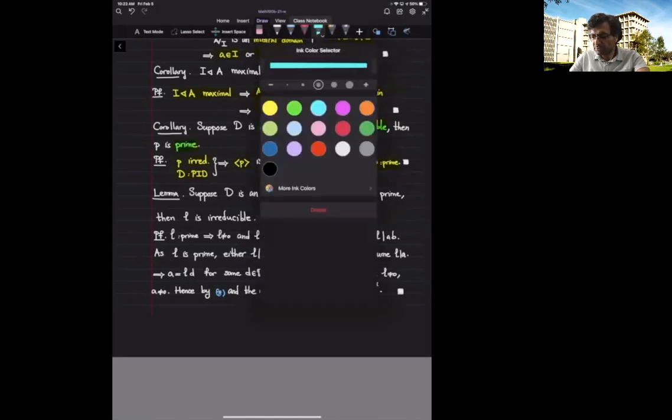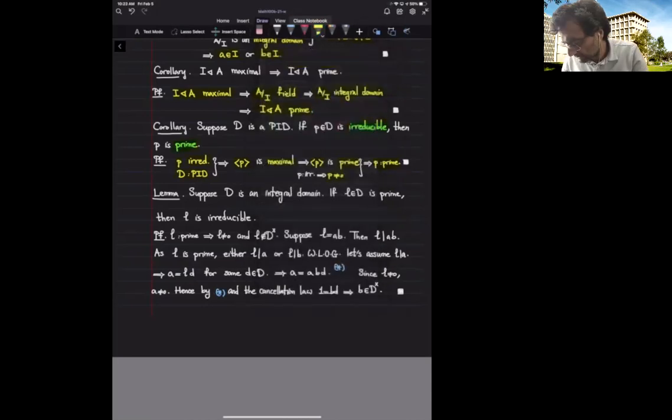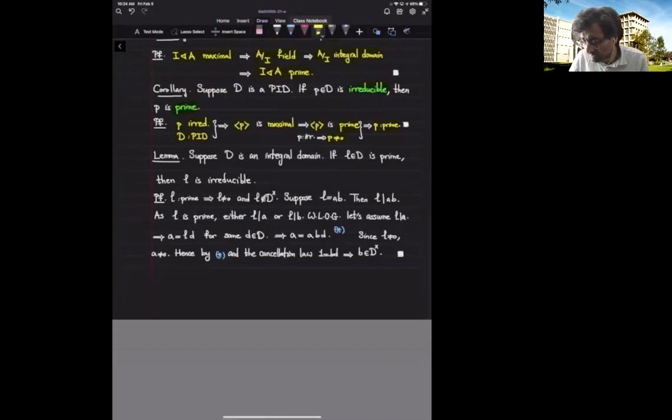But before going to that proof, let's look at this result, which gives us a better idea of the connection between being irreducible and being prime. So far we showed that in a PID, being irreducible implies being prime. The converse actually holds in every integral domain. So let's go through this argument that if D is an integral domain, then an element being prime implies that that element is irreducible. So if L is prime, I can deduce that it is irreducible.